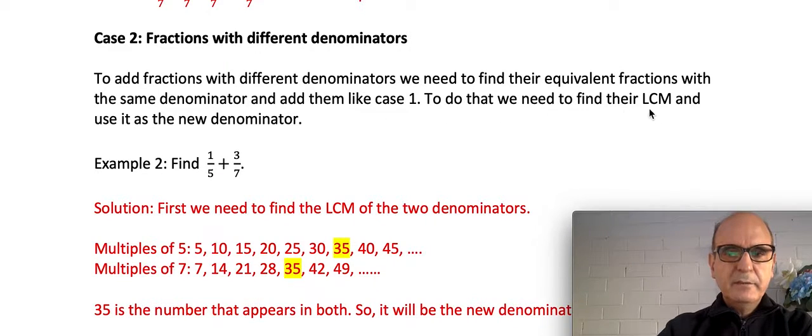The same denominator will be the lowest common multiple of the two denominators. We already covered LCM, lowest common multiple. So first we find the lowest common multiple of the two denominators. Then we write them as two new fractions with the same denominator. Then we add them.